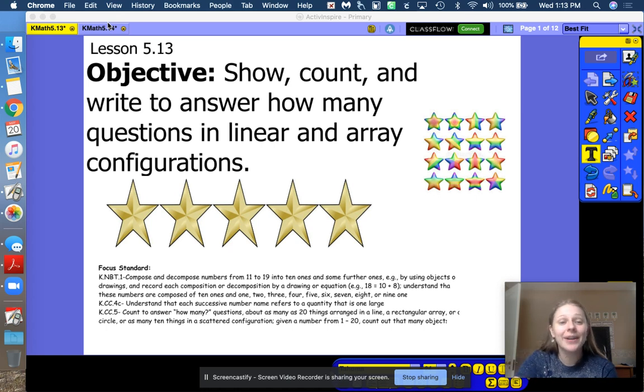Hi, friends. Today we're going to do Module 5, Lesson 13. Objective: show, count, and write to answer how many questions in linear and array configurations.